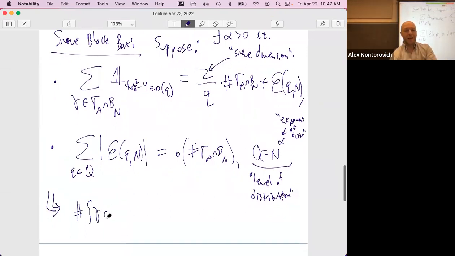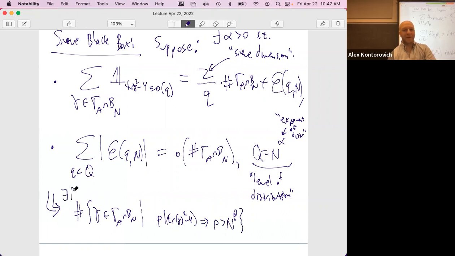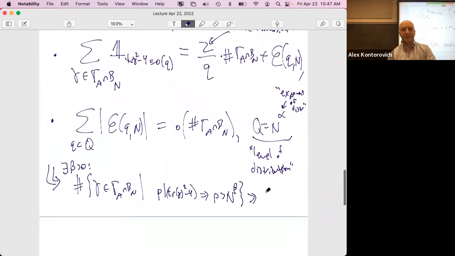What you can show is that the number of gamma in gamma A intersect Bn for which this trace squared minus 4 is almost prime. Let me say that in the following way. If a prime divides trace of gamma squared minus 4, then that prime has to be large, at least n to the beta. So then there exists a beta so that the number of points here, which I'll explain why I'm calling almost prime, is at least the total number of points divided by log to the sieve dimension, log squared n.